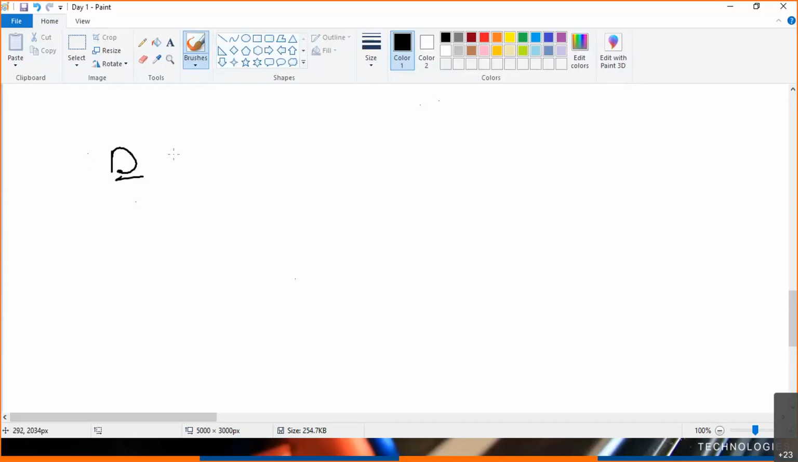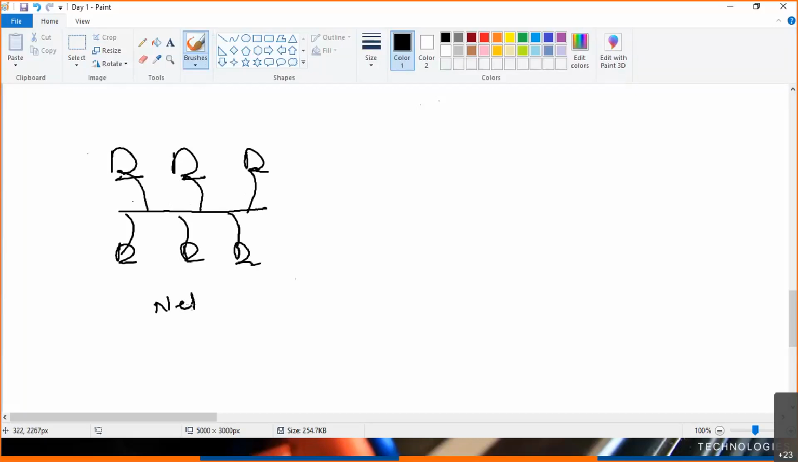Device 1, device 2, device 3, 4, 5, 6 devices, all interconnected with RJ45 cables to a switch. So here, two or more devices are interconnected. What do we call this? It's a network. Then what is networking? Networking means communication between two or more devices. To enable communication, we have to assign IP addresses, right?